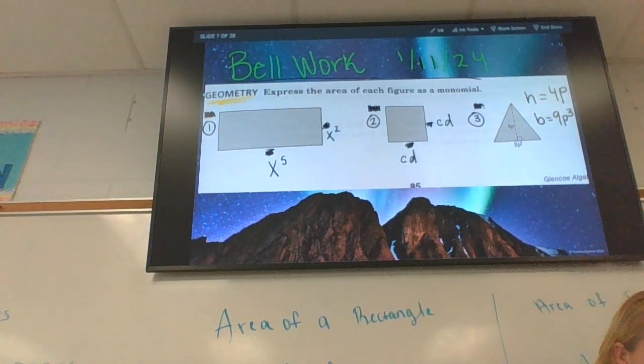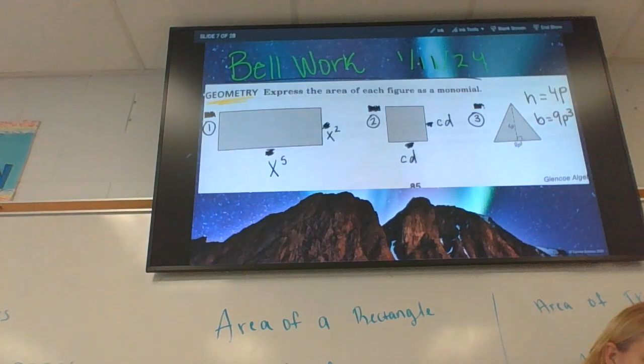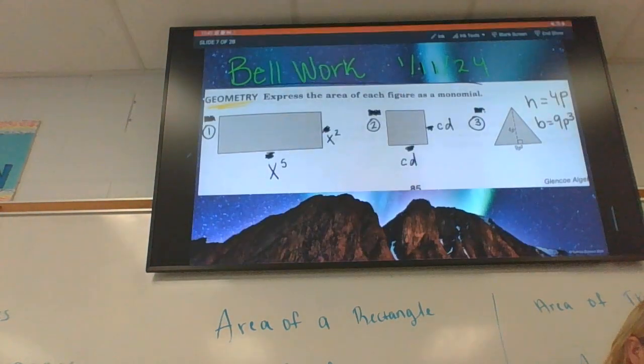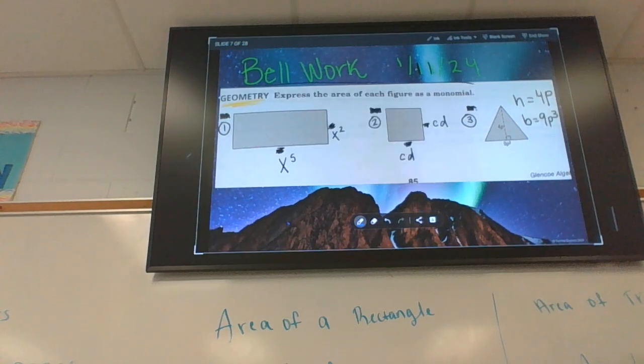Okay, so I'm looking at number one. Maybe we call this x to the fifth the length, and this x squared, we'll call that part the width.